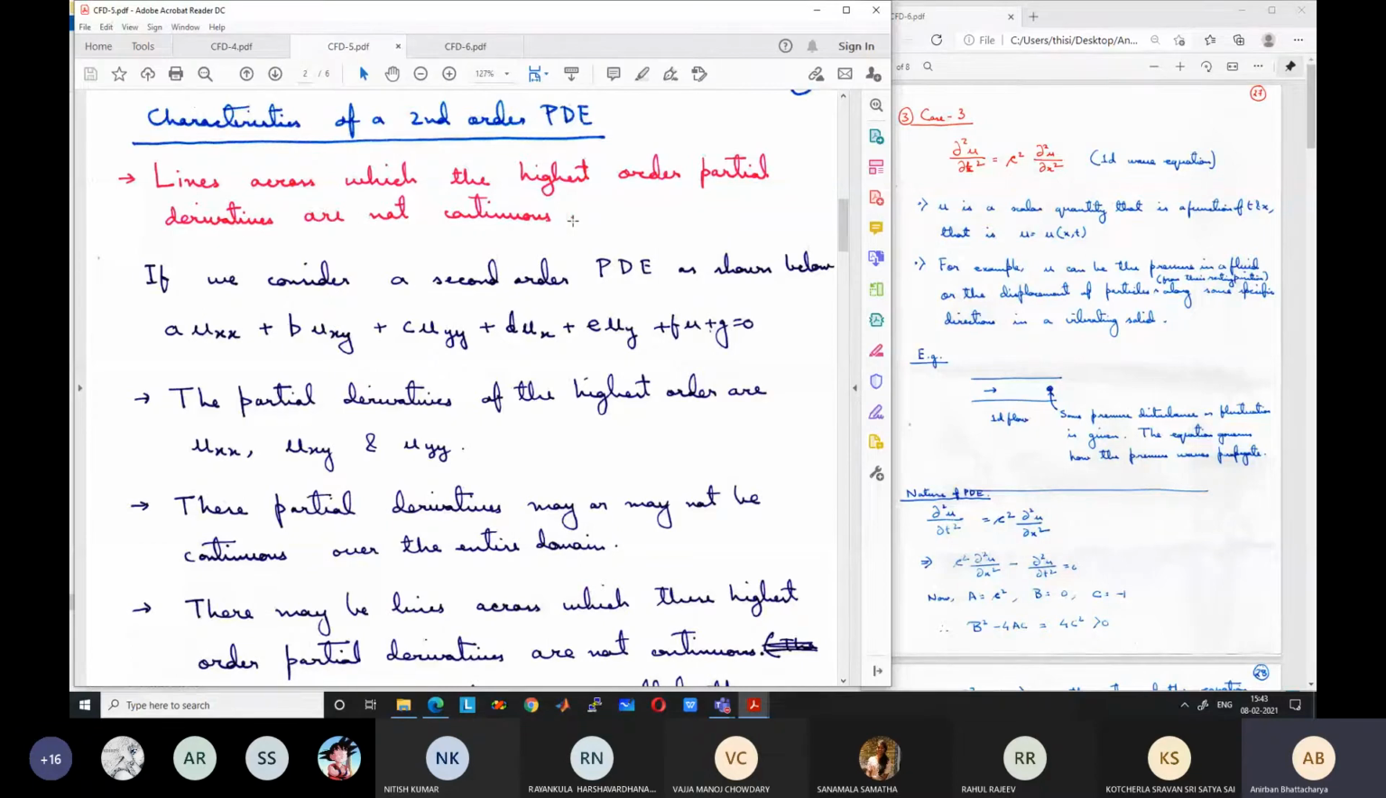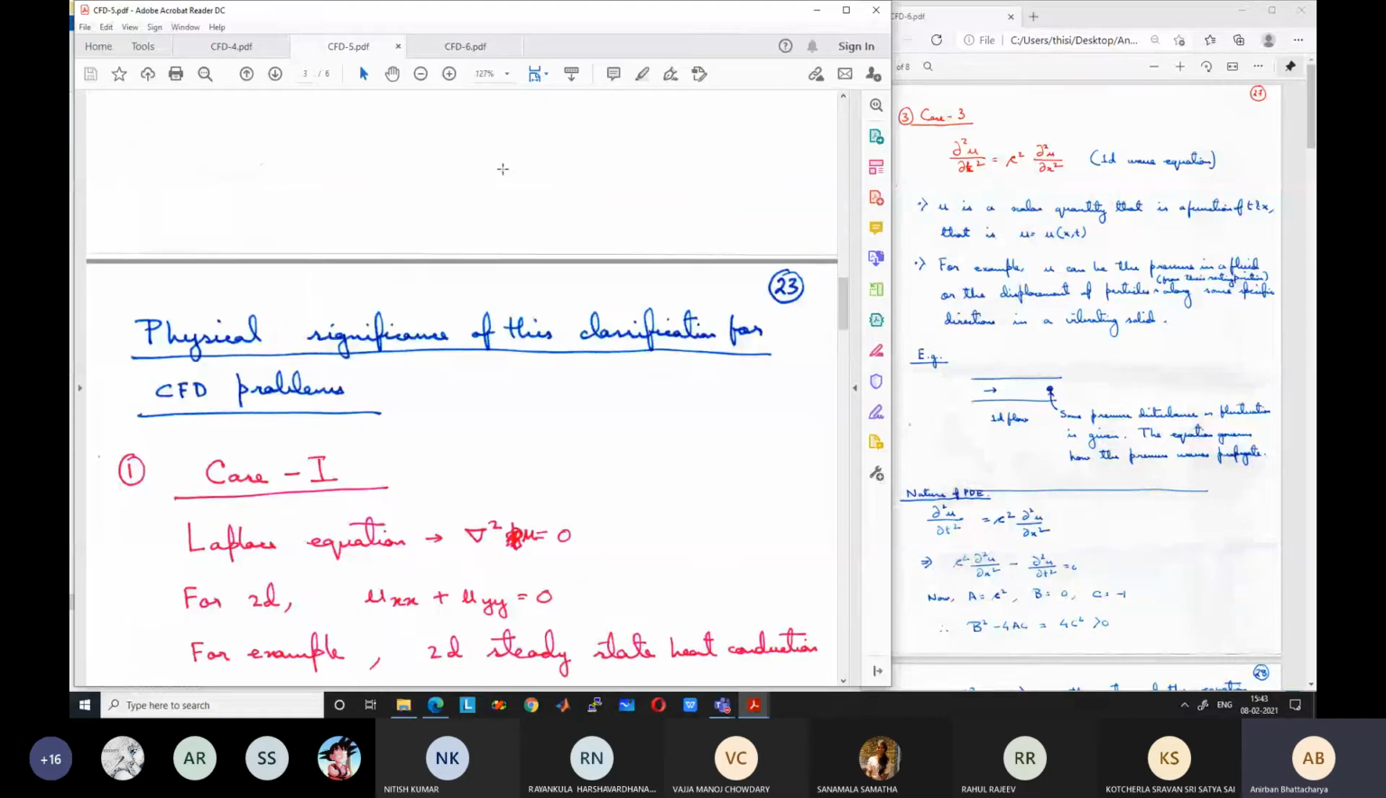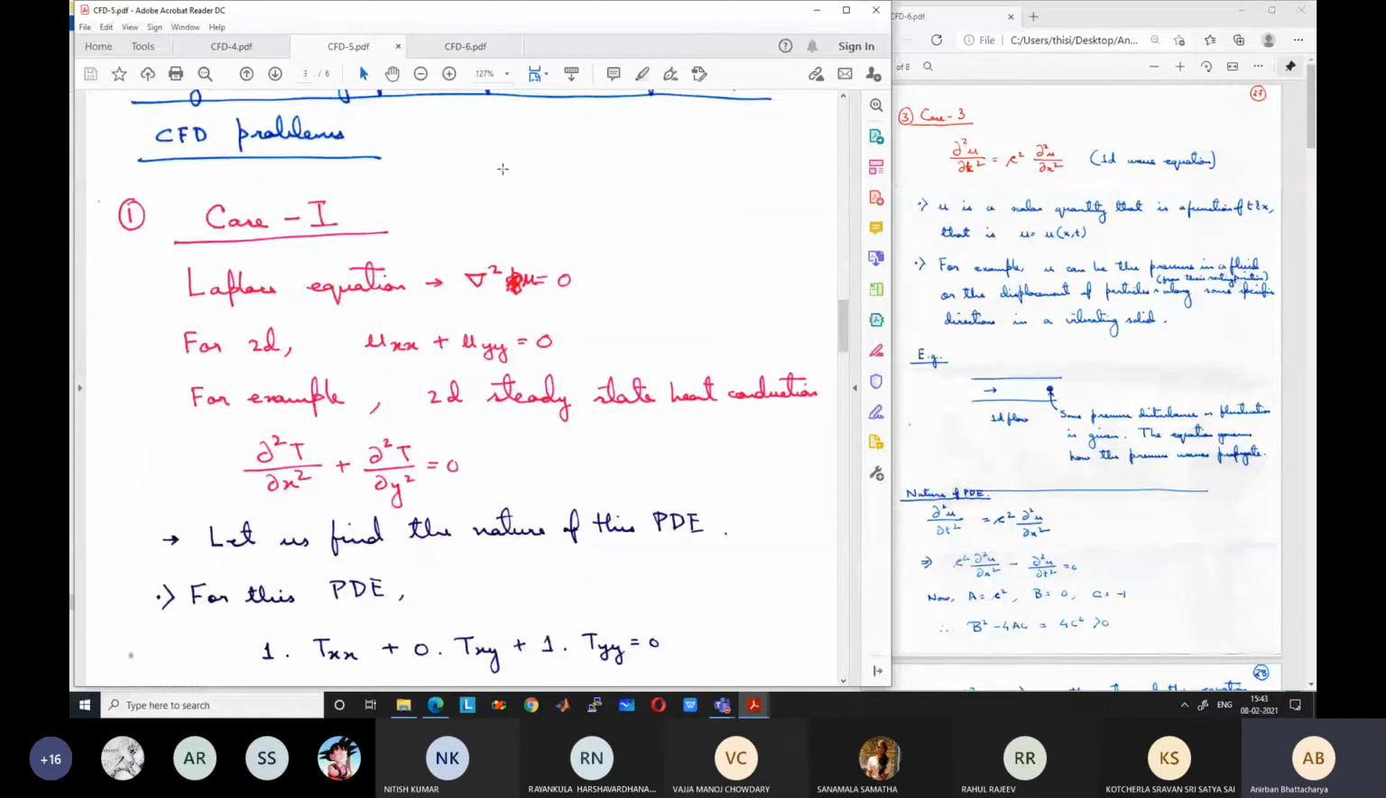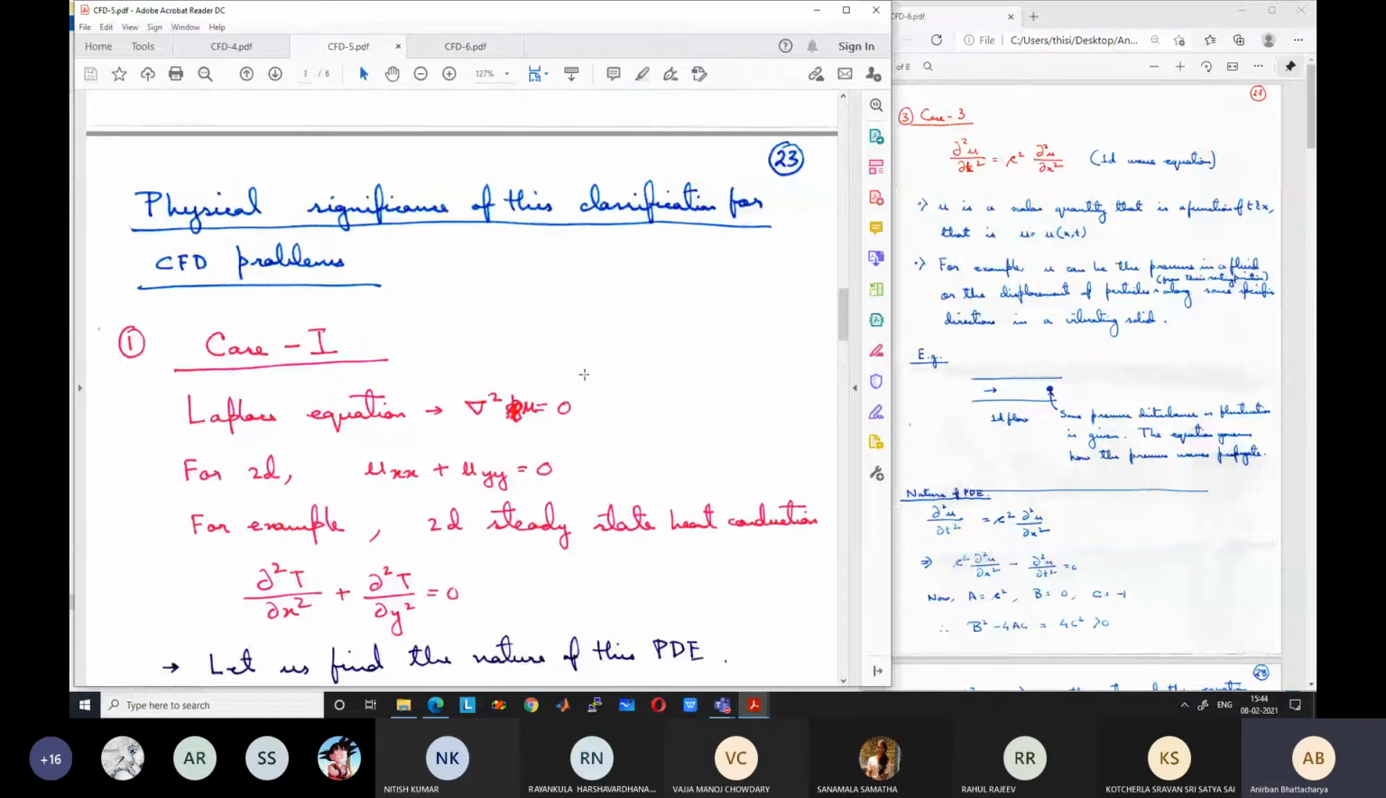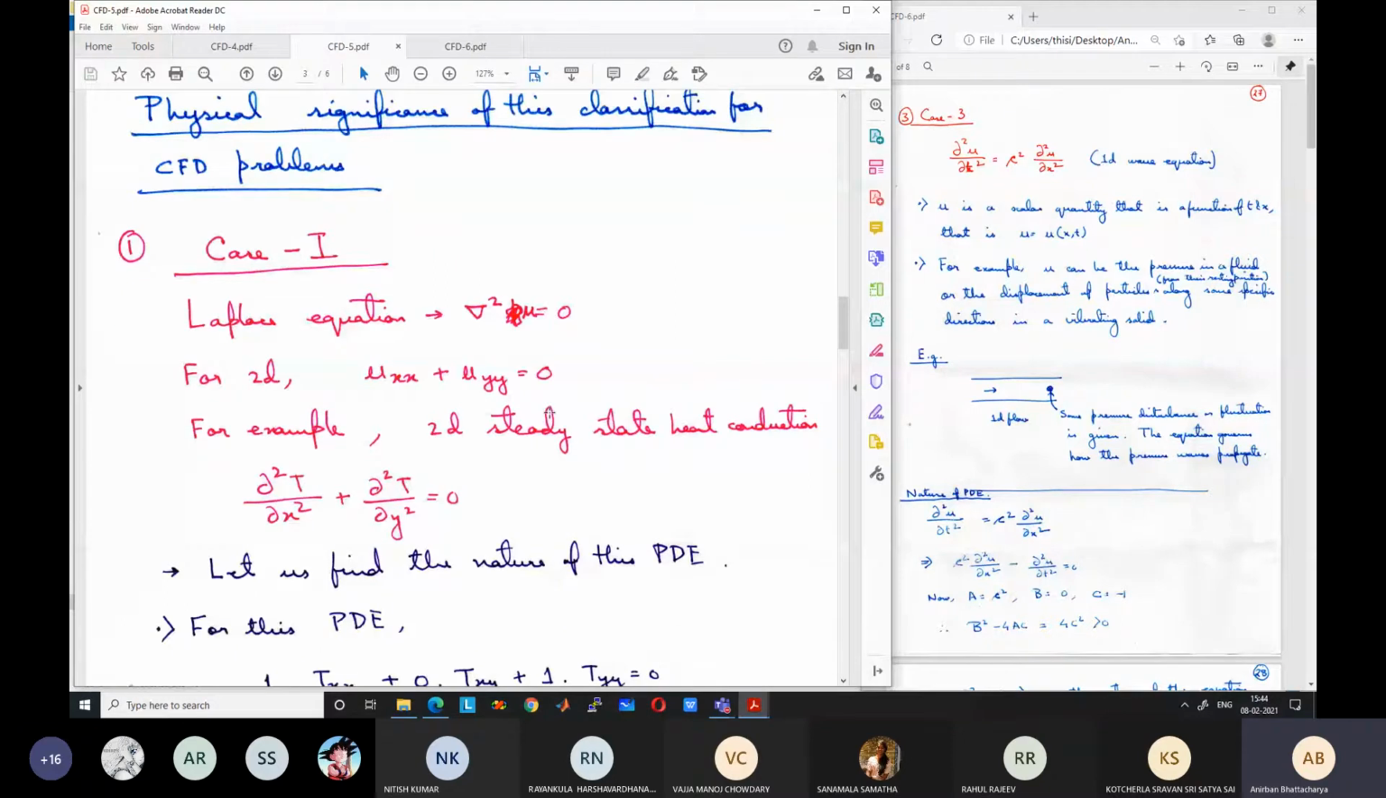And then we were going through a few case studies. We started with one case, which is a very common equation in engineering applications, known as the Laplace equation: del square phi or del square u equal to 0. In 2D, it is represented as del square u by del x square plus del square u by del y square equal to 0. In short form, we can write this as uxx plus uyy equal to 0.